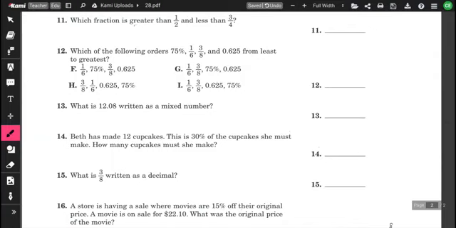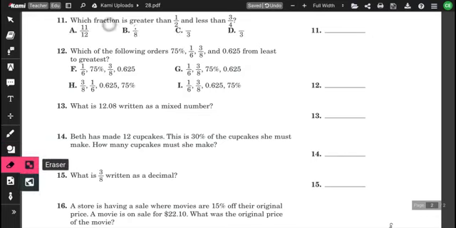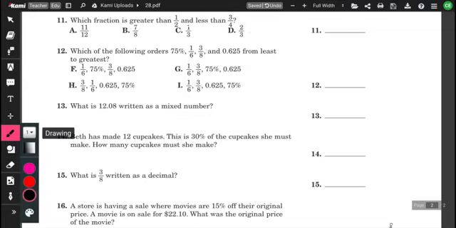Now it says number 11. Which fraction is greater than a half but less than 3/4? What I should have done, I'm sorry about this. Now we can see what we're comparing each one to. So we have 11 over 12, 7 eighths, 1/3, and 2/3.